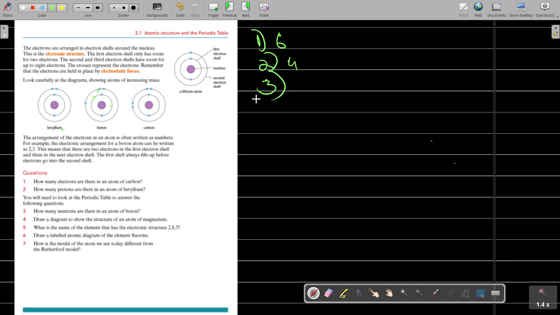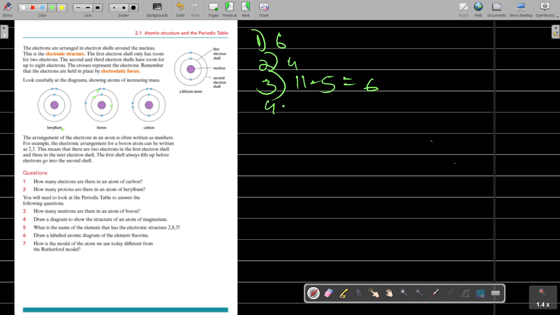And third question, how many neutrons are there in an atom of boron? Let's check the periodic table. I have checked the periodic table. The number of neutrons in an atom of boron is 11 minus 5, which is equal to 6.